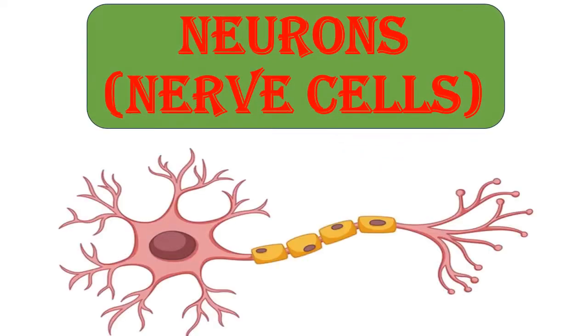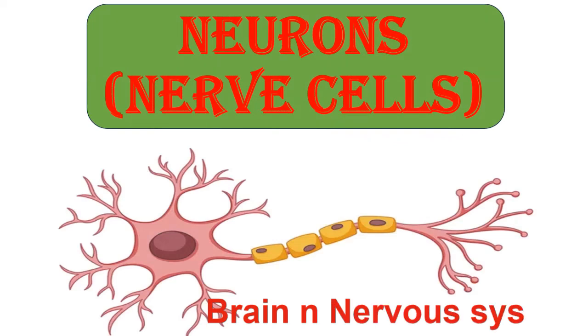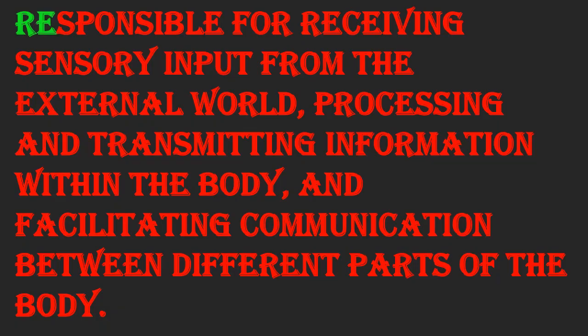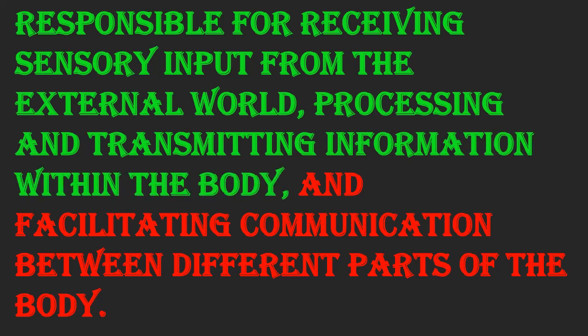Neurons, also known as nerve cells, are the fundamental units of the brain and the nervous system. They are responsible for receiving sensory input from the external world, processing and transmitting information within the body, and facilitating communication between different parts of the body. Here is a detailed look at their structure and function.